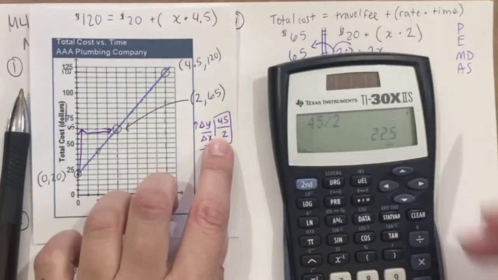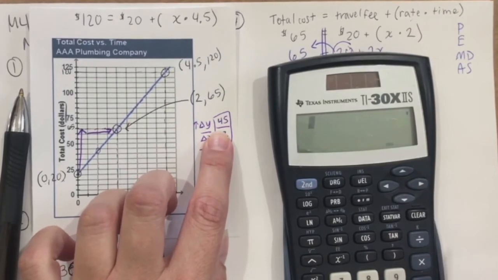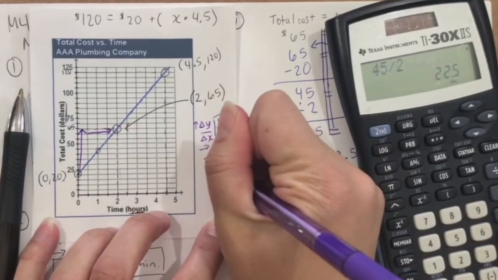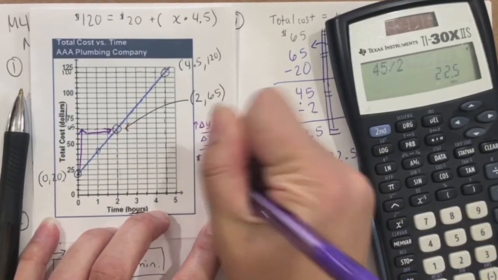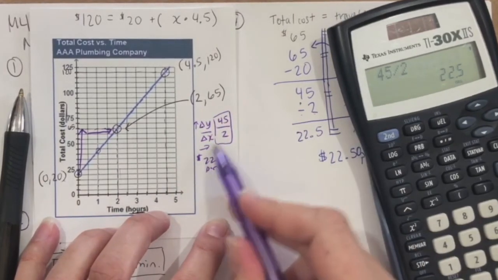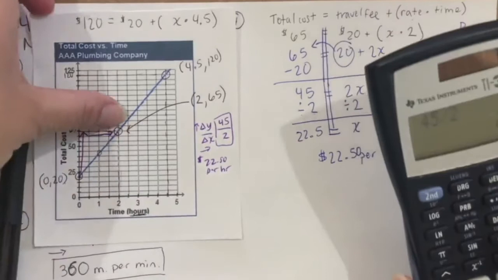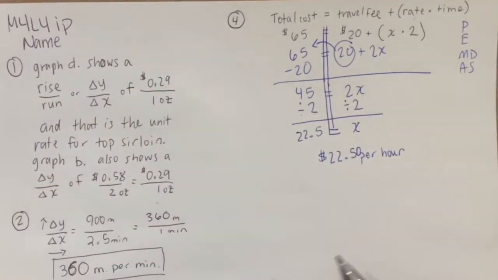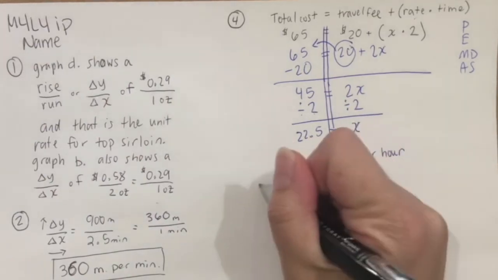Okay, so then once we got 45 divided by 2, we would then calculate that. 45 divided by 2 is 22.50 per hour. So we still got the same answer in the end. Okay? That was number 4. Let's do number 5.